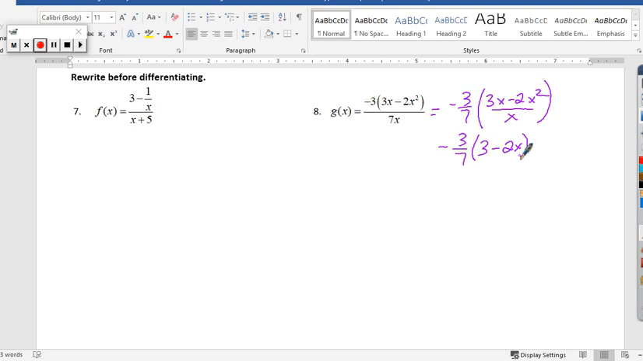At this point here, I don't need to apply product or quotient. We are able to simplify it down enough. So what we're going to get here for g prime of x is minus 3/7. And then we're just going to take the derivative over here of minus 2, and that's going to get us 6/7.